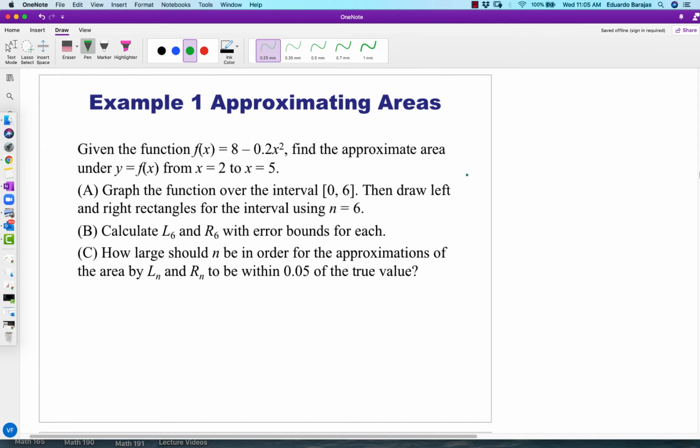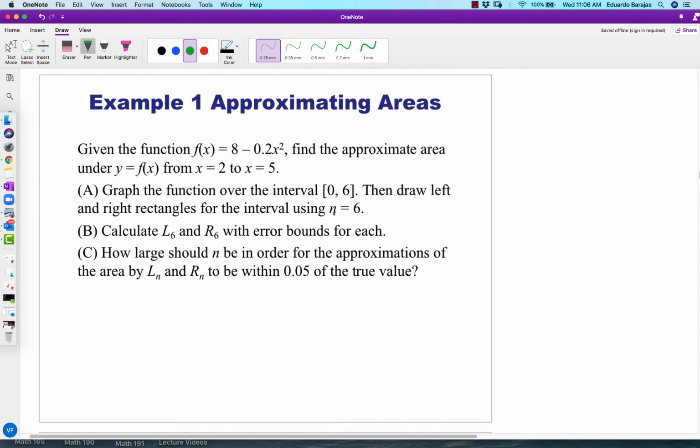Example 1, approximating areas. Given the function f of x equals 8 minus 0.1 x squared, find the approximate area under y equals f of x from x equals 2 to x equals 5. So we're asked to do 3 different things. For part A, graph the function over the interval from 0 to 6 inclusive, then draw left and right rectangles for the intervals using n equals 6.